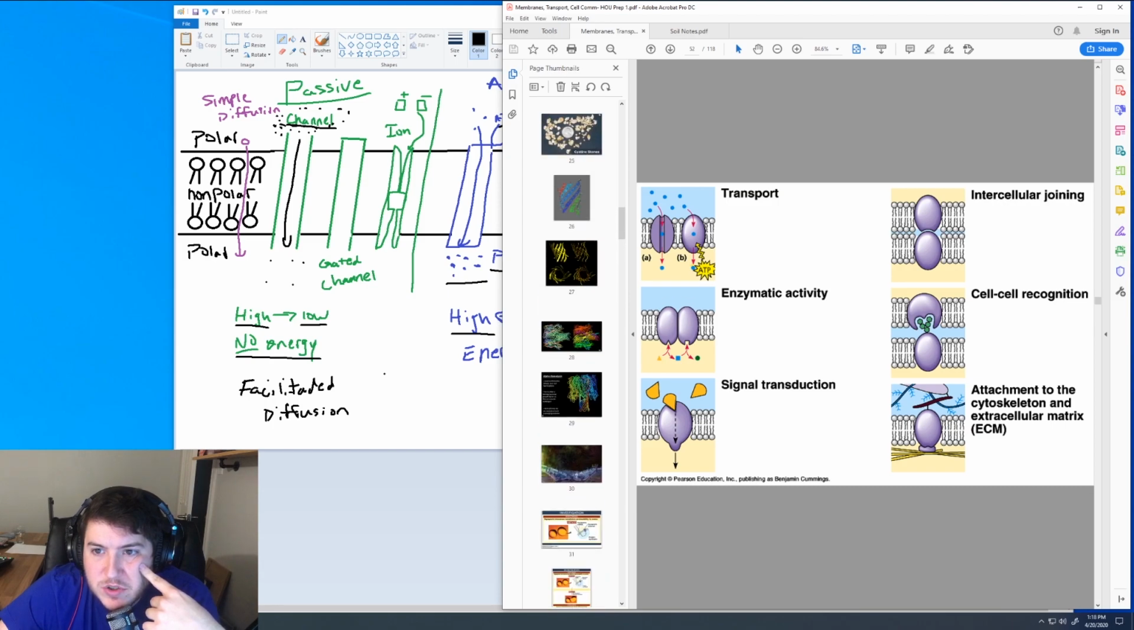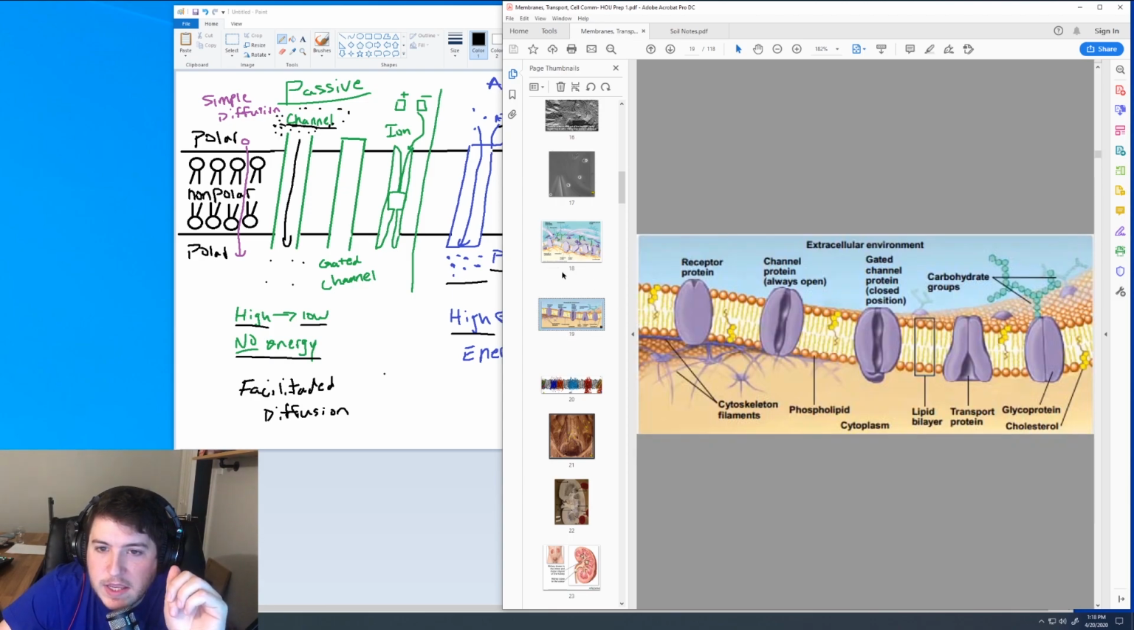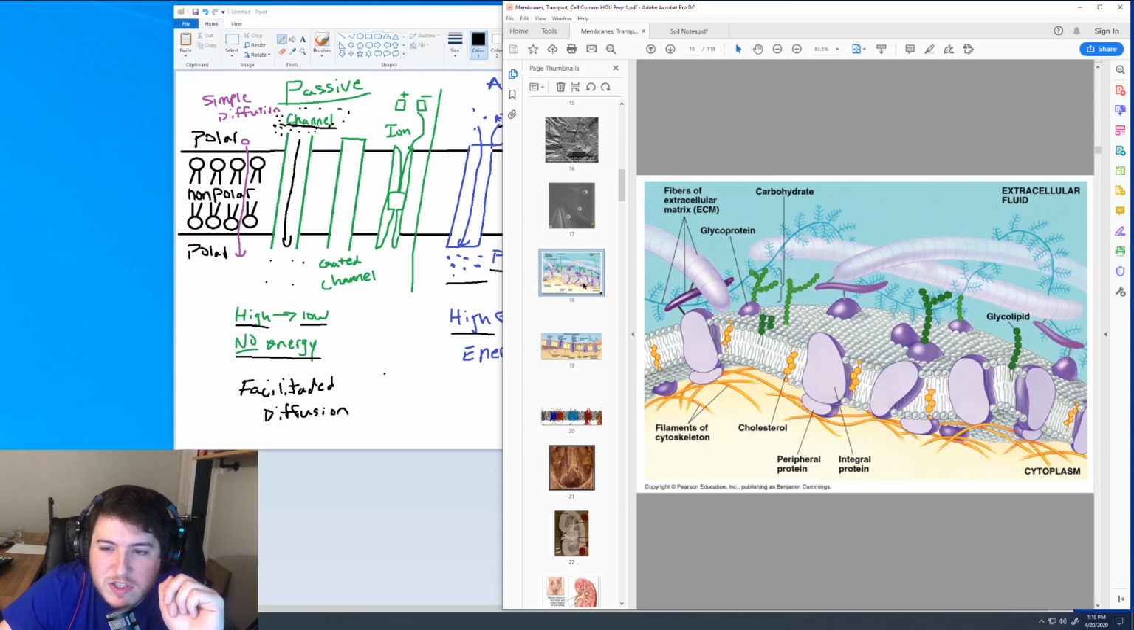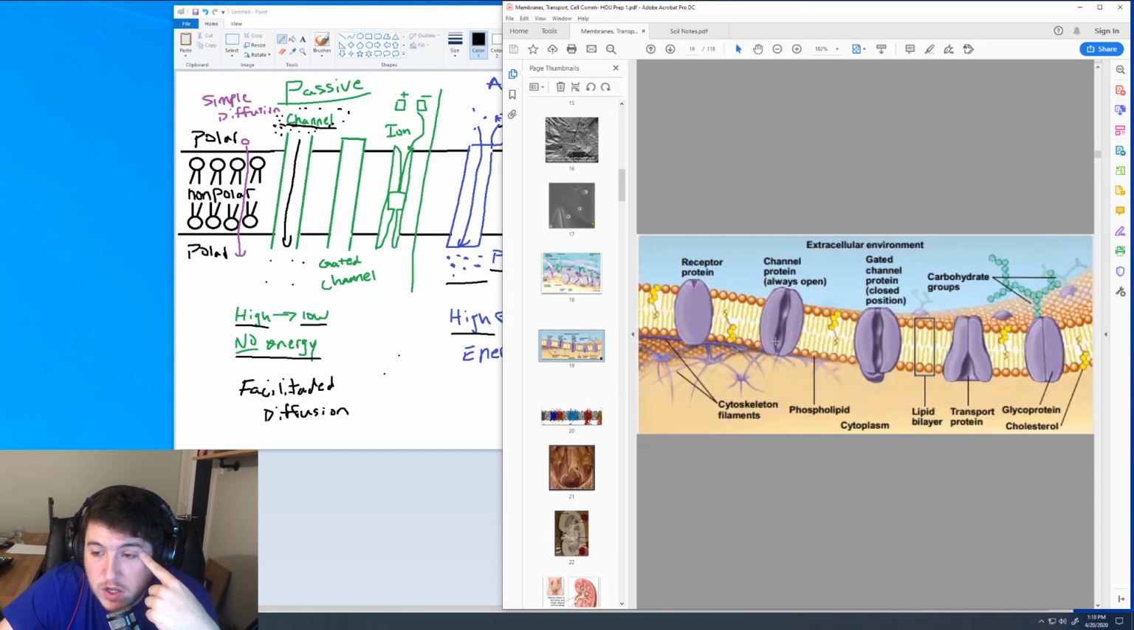Are there any other pictures I want to show? I don't think so. That pretty much covers most transports, okay? Generally speaking, in the past, when they've asked transport questions, it's been about not even differentiating active and passive. It's been like, describe a specific type of protein that is used in passive transport, or describe a protein that's used in active transport. So I would highly recommend that you know these types of proteins and the differences between them. What's the difference between a channel protein and a gated channel protein, or a transport protein, or that kind of stuff.